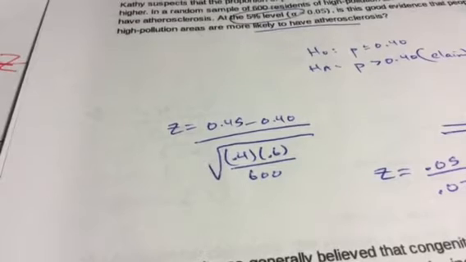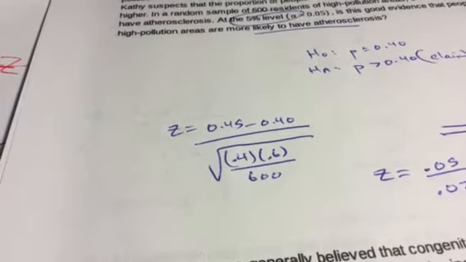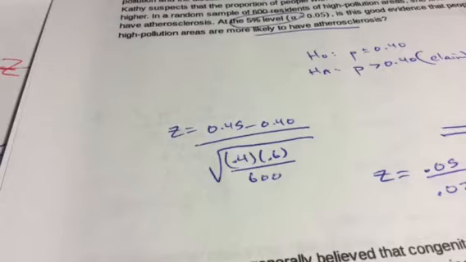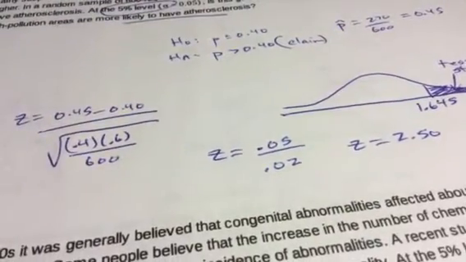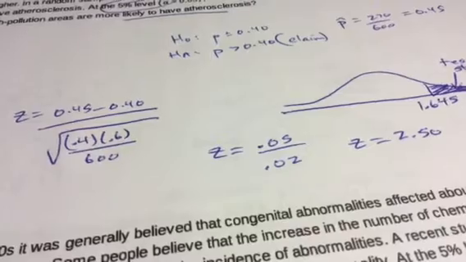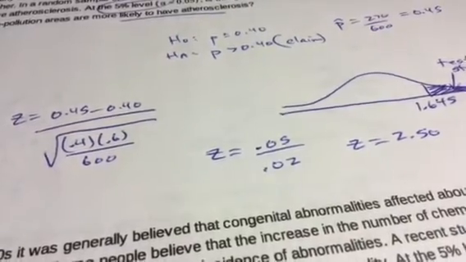Again, you're given your formula. You do p hat minus p divided by the square root of p times 1 minus p all over your sample size. You can take your time finding that. It's exactly 0.05 and 0.02. Those were not rounded, folks. Do not round that denominator.